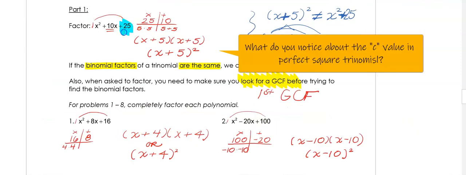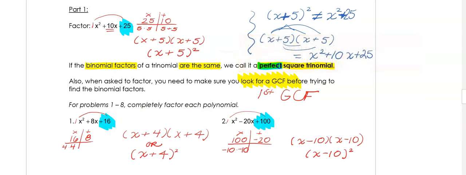Look at the c values. What do you notice about the c values? The c values are perfect squares by themselves. Now, it doesn't guarantee that you're going to have a perfect square trinomial, but when you see a perfect square as a c value, look at it. And then usually a rule of thumb is if you take the square root of it and double it, it should be the middle term.